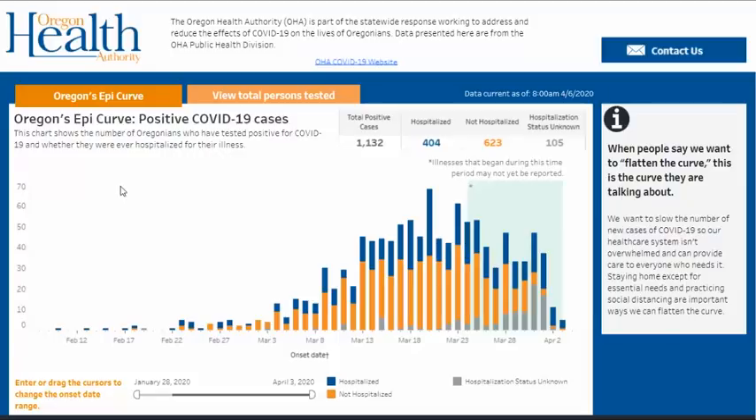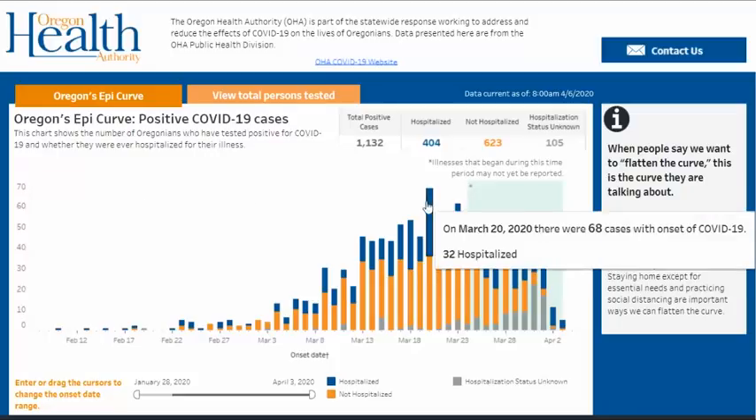We want to slow the number of new cases of COVID-19 so our healthcare system isn't overwhelmed and can provide care to everyone who needs it. This graph shows the number of people in Oregon who have tested positive for COVID-19 based on their symptom onset date. It also shows if they were ever hospitalized.